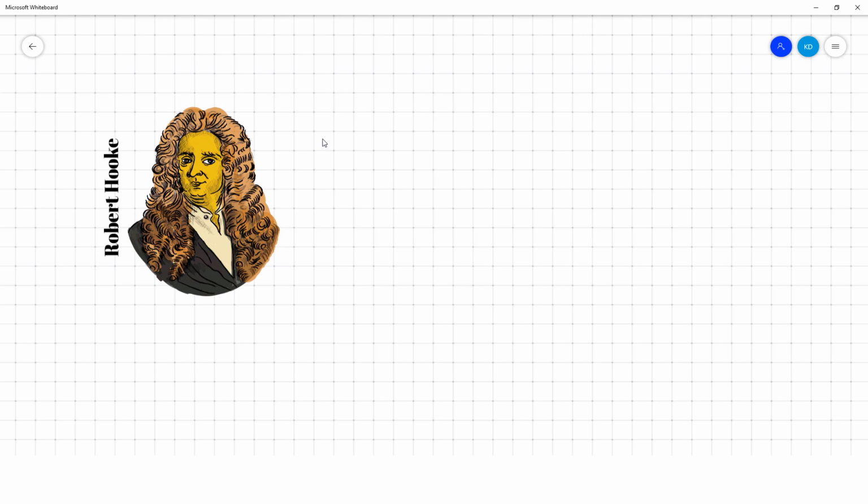Cells were first discovered by Robert Hooke in 1665. Remember this time period. He was a British scientist. Hooke was one of the earliest scientists to study living things under the microscope, and his microscope was very simple and not very strong.